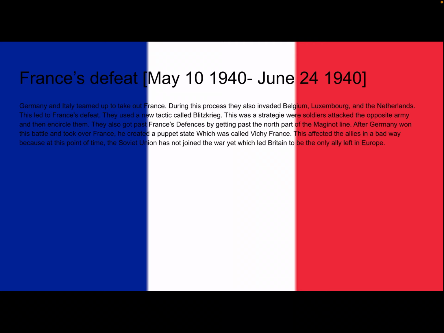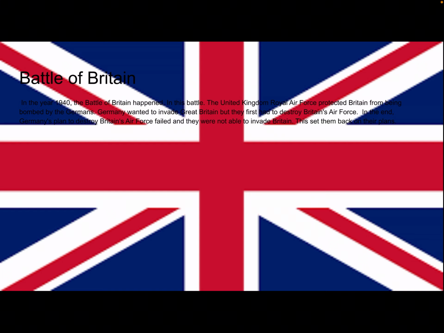After Germany won this battle and took over France, he created a puppet state which was called Vichy France. The main reason he made this puppet state was to make it seem like France joined the Axis side. This affected the Allies in a bad way because at the time the Soviet Union had not joined the war yet, which led Britain to be the only ally left in Europe.